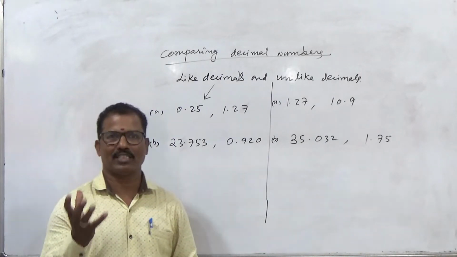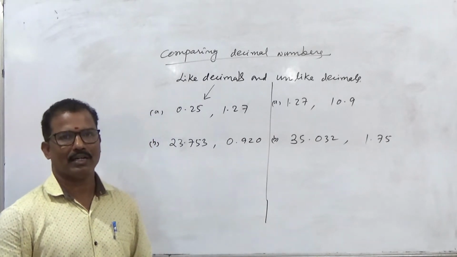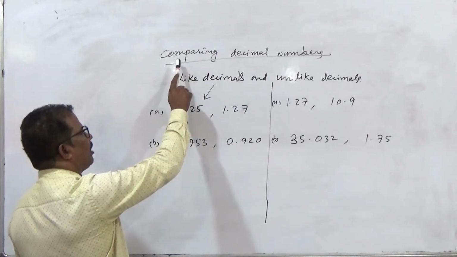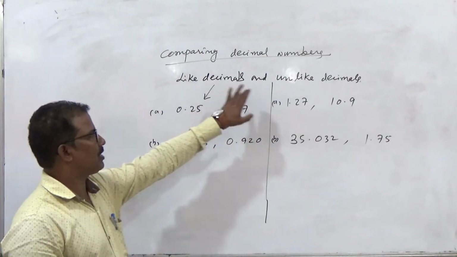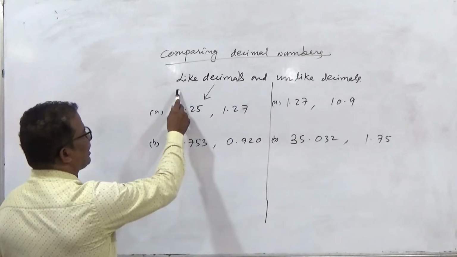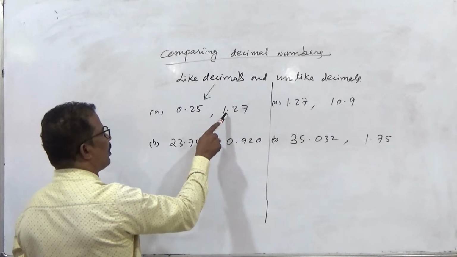How can we compare decimal numbers, which is bigger and which is smaller? We have to identify the decimal numbers, how it is, we can see here. Before explaining comparing decimal numbers, I want to say what are like decimals and what are unlike decimals. You see, like decimals means, some examples I wrote here, 0.25, 1.27.